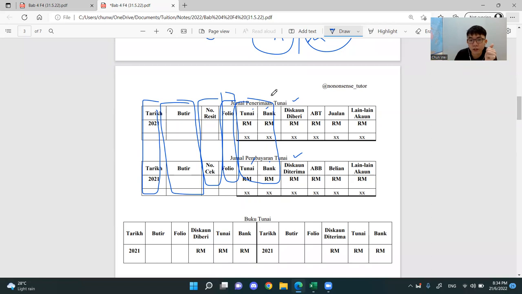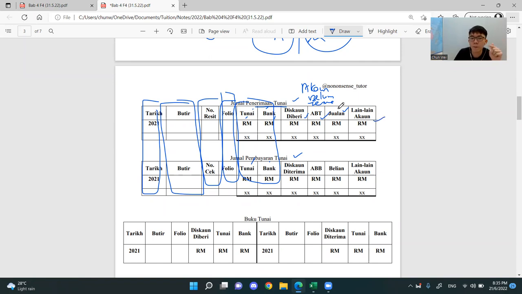Let's focus on penerimaan tunai first. So tunai, bank, after that will be discount diberi. After that will be ABT. What's ABT? Akaun belum terima. After that will be jualan, and then lain-lain akaun. What are lain-lain akaun? Other than all these things, we throw it here. If there is satu urus niaga, and you don't see discount diberi, you don't see ABT, then you just throw it here, the lain-lain akaun.